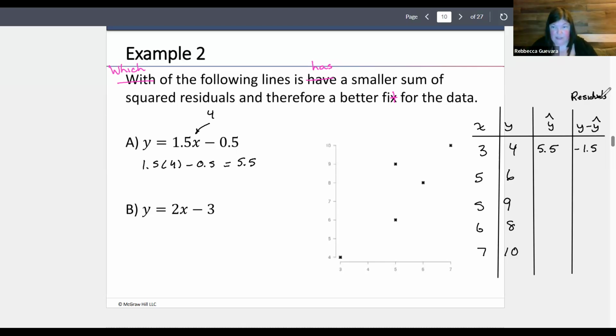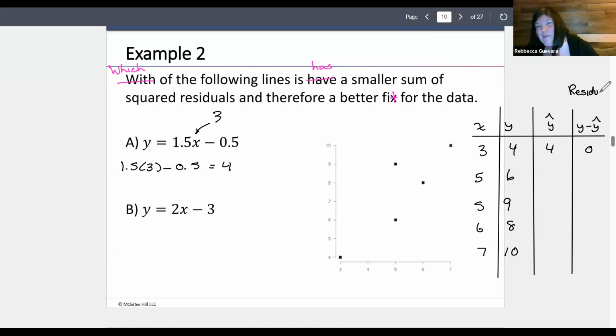So if I do this for each data point, oh, not 4, that should have been 3 in there, I'm sorry. I was looking at the wrong thing when I put it in there. It's like, that is pretty far off. 3, because X is 3. Actually, if I put that in, I get 4. So I get 4 minus 4, my residual is 0. So that can happen sometimes.